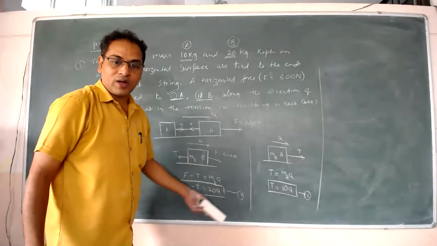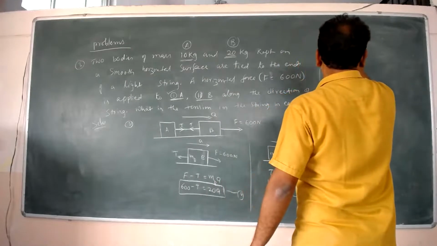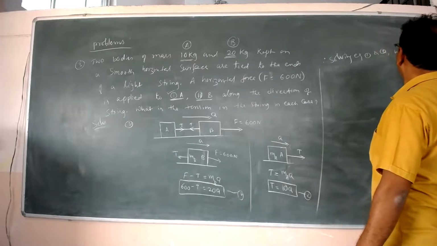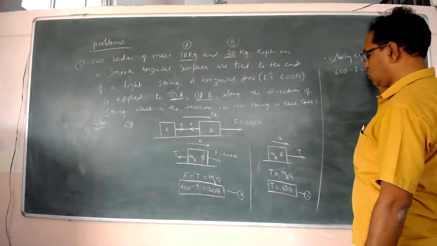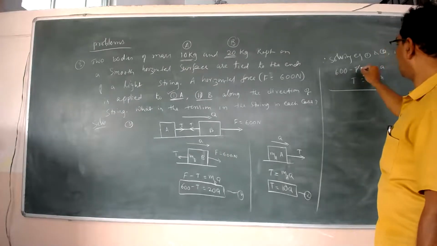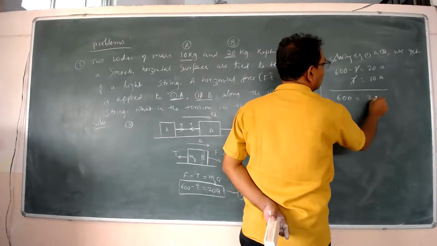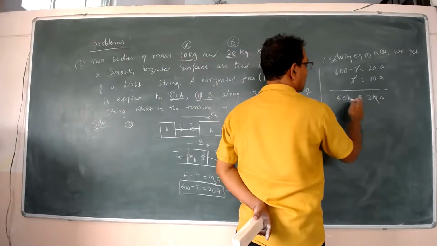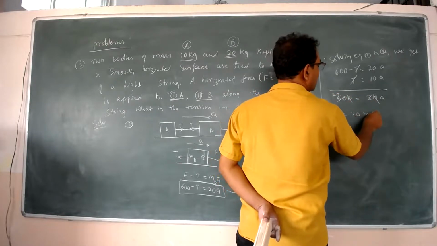Again, I will solve these two, as we have done previously. Solving equation 1 and 2, the first equation is 600 minus T is equal to 20A. The second is T is equal to 10A. These two will get cancelled. Therefore, this will become 600 is equal to, this is how much? 30A. These two will get cancelled again. Therefore, A is equal to again 20 meter per second square.